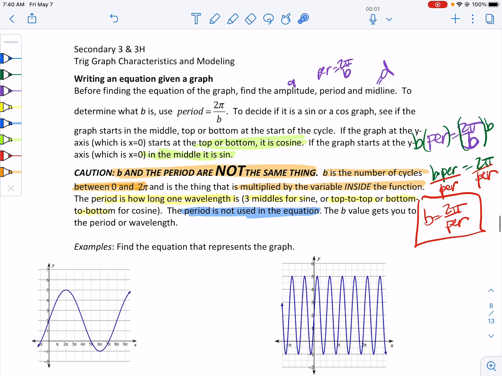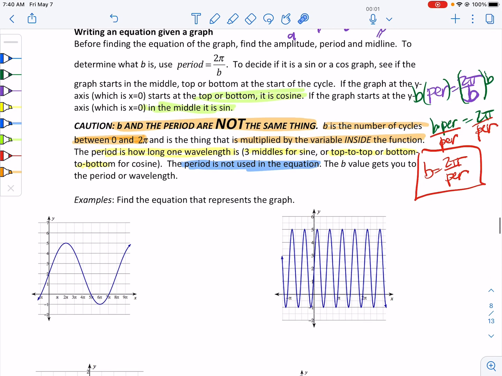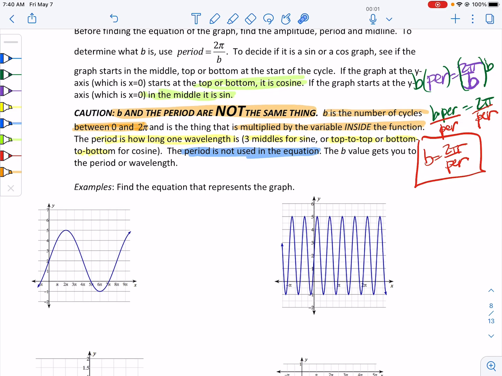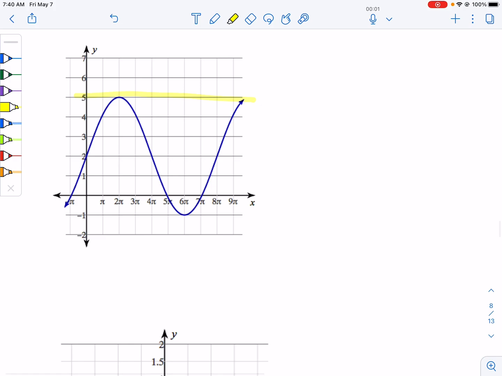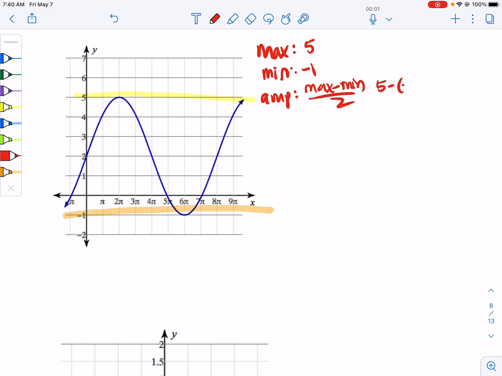So when we're looking for these, we need to use our skill set from the other day where we talked about how to find the min and max to get to the amplitude and the midline. Okay. So for this one, we've got our max at 5 and our min at -1. Right? So once you have your max and your min, that means you can at least get your amplitude and your midline. The amplitude is going to be max minus min cut in half. So 5 minus a -1 cut in half, which is 6 halves, which gives us 3.